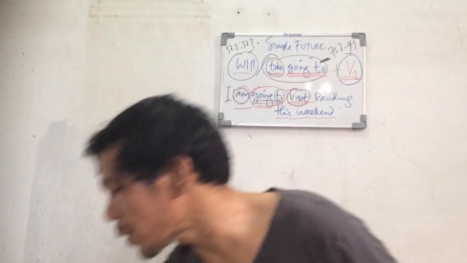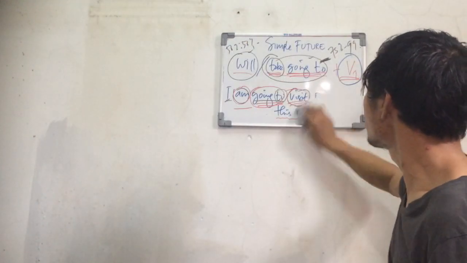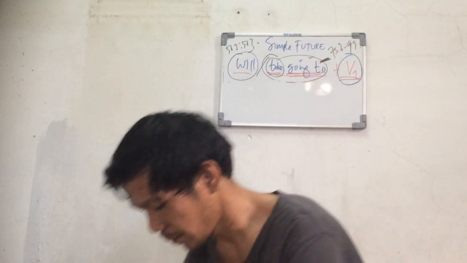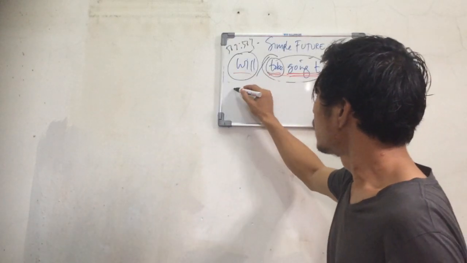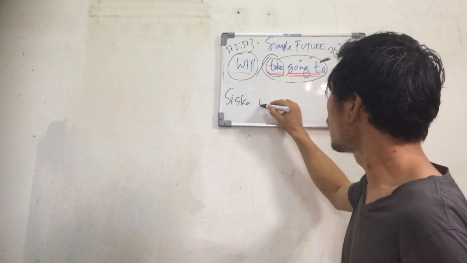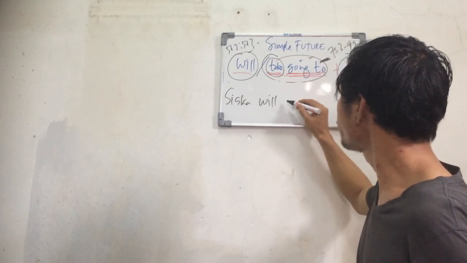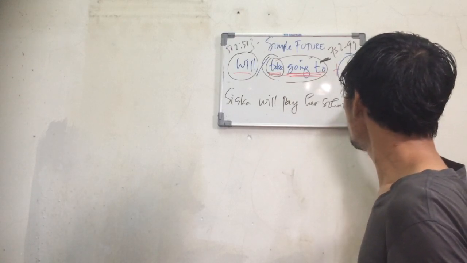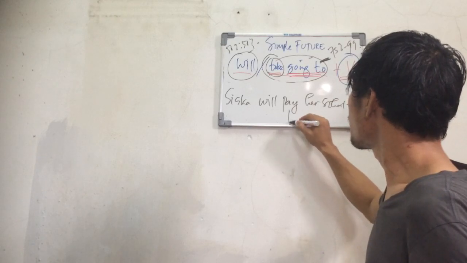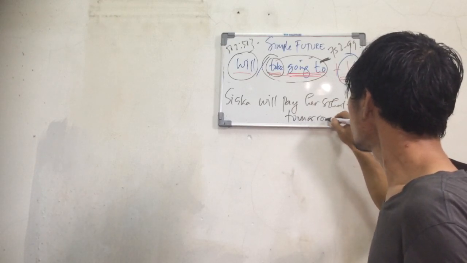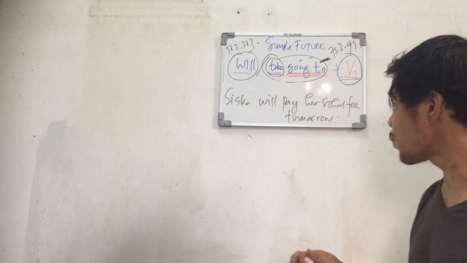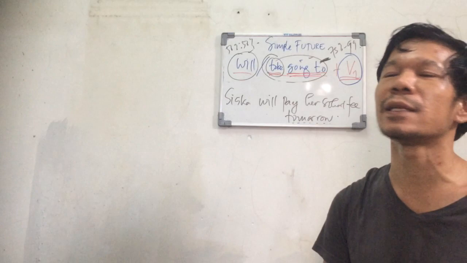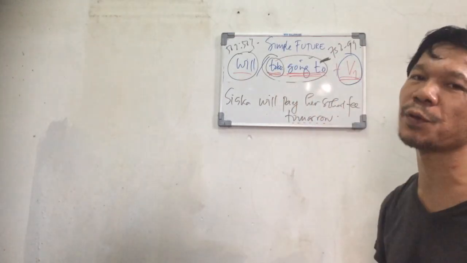Okay, I will give you the third example. Siska will pay her school fee tomorrow. All right. Because we use the specific time tomorrow, it means the action will happen in the future. So this is called a simple future sentence.